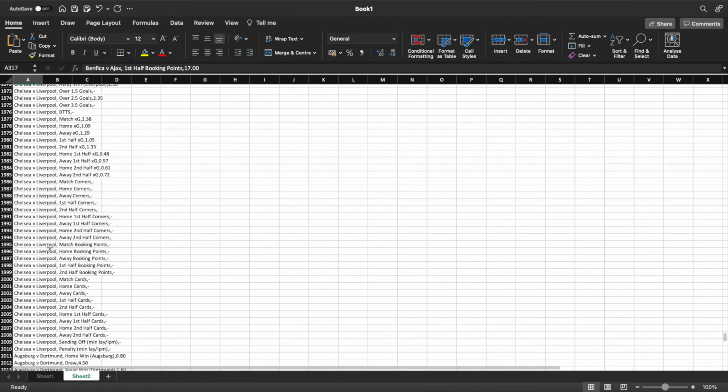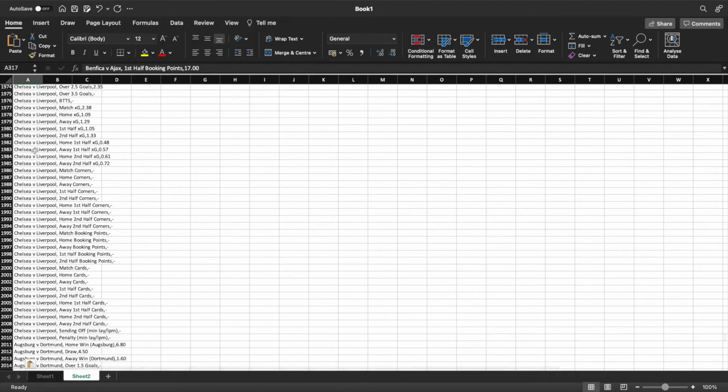Thousands of rows of data in here. Chelsea, Liverpool in a few days' time. Away first half, XG 0.57. As we get closer to this match, the corners, the cards, they will appear as the markets get more liquid.